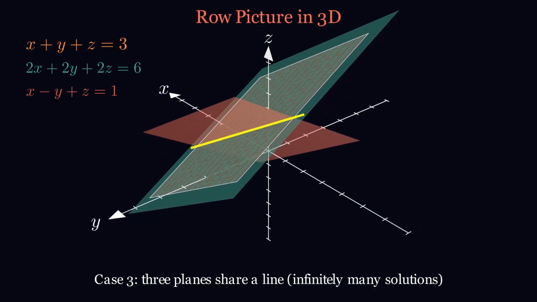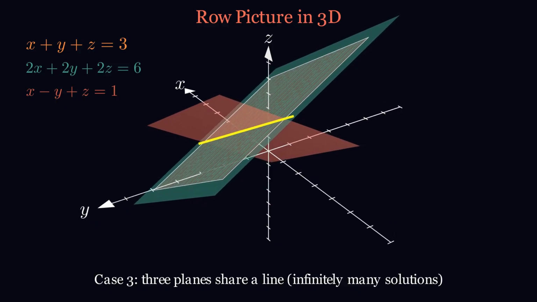In fact, there are different ways that three planes can be arranged in space, but no matter how they are positioned, when you look at the solution of the system, they always fall into just three categories: no solution, one solution, or infinitely many solutions.